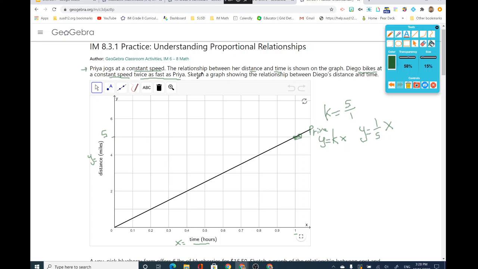But the problem is actually saying, sketch a graph showing the relationship between Diego's distance and time. Remember, Diego is twice as fast as Priya. Diego is twice as fast. Let me make a little note of that. This is important that you are also making notes. Have some scratch paper with you when you study. Diego is 2 times faster.